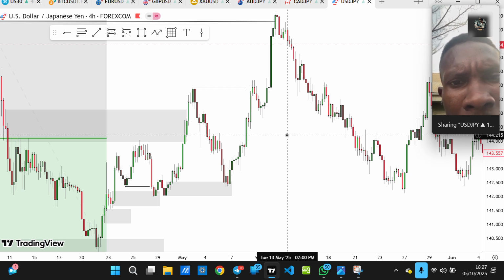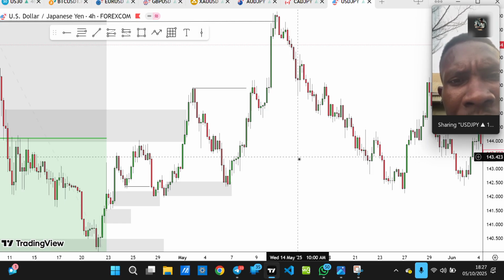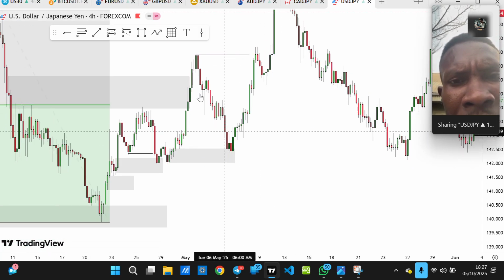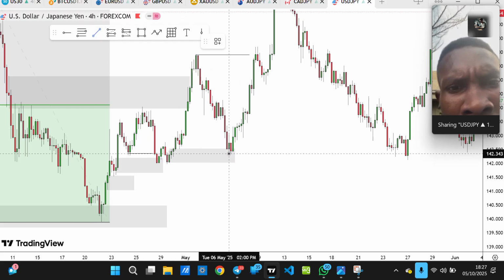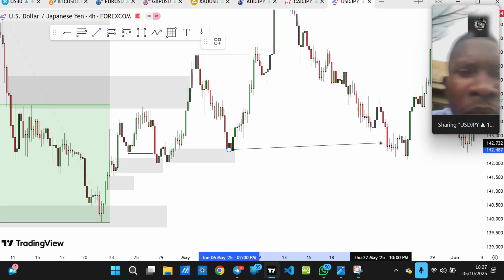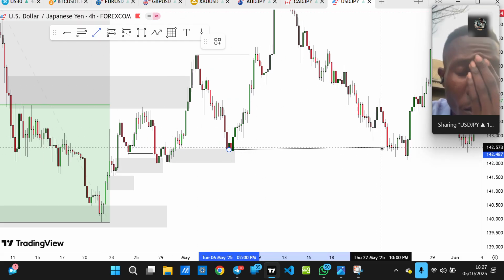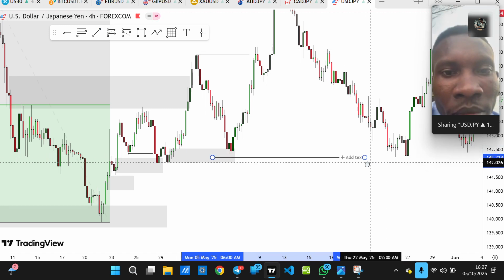If it breaks structure, then we are good. That low is strong. If it breaks structure to the upside, that low is strong. But if it grabs liquidity, then that low is weak. You get? Okay. So that was why we had to come take this low. So this low was weak because it failed to break structure to the upside. That was why price had to take it out.